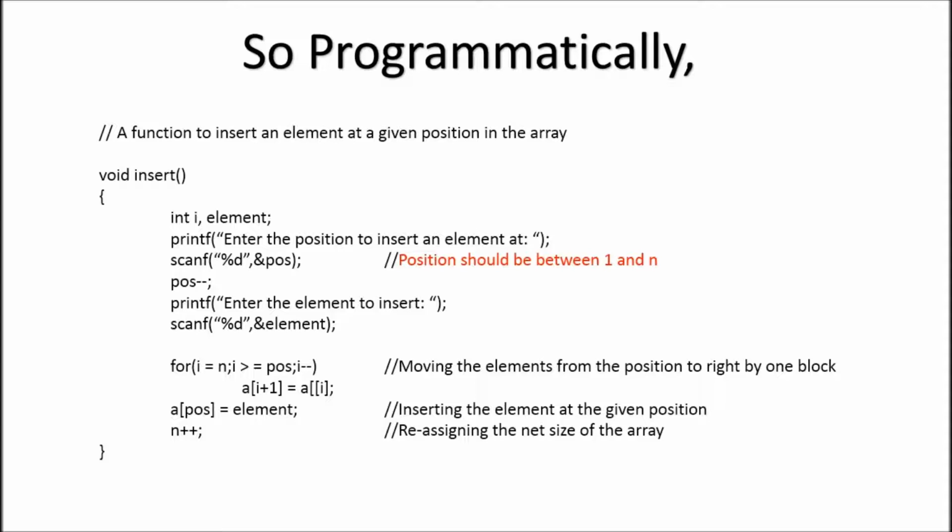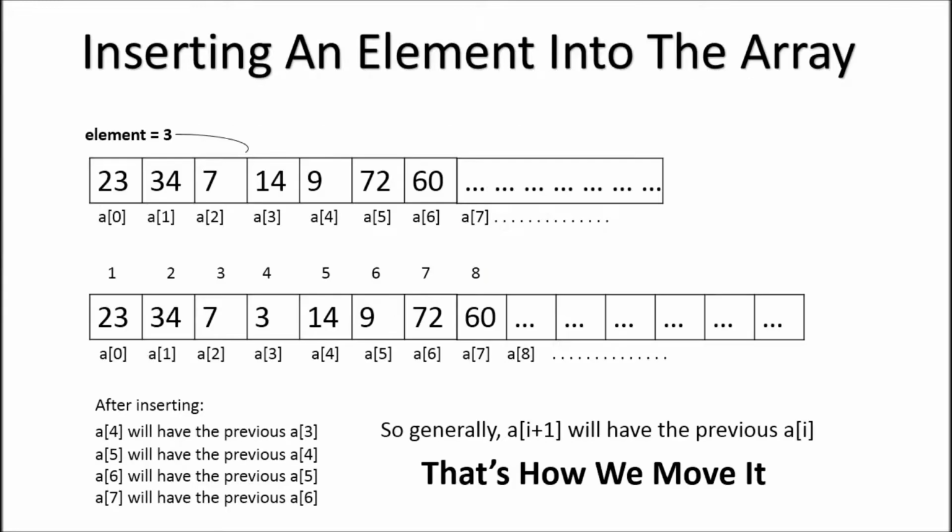We say position minus minus, so we can use the variable pos in the subscript. So we prompt the user to enter the element to insert, and we store the value in a variable called element, and we initiate a for loop. That for loop, the iteration starts from n till position.